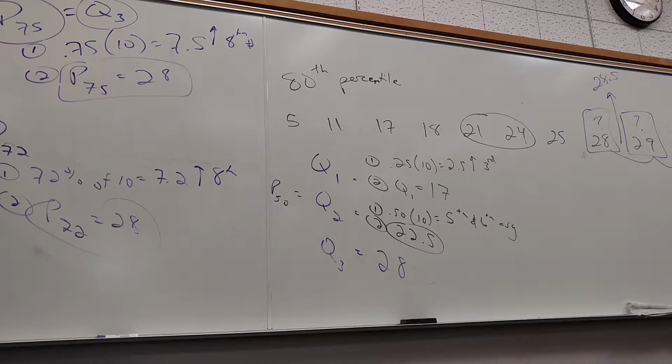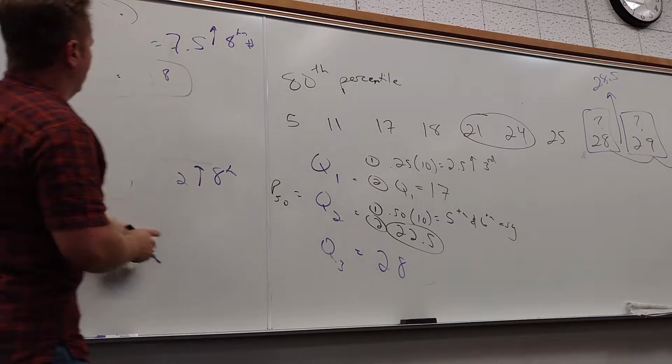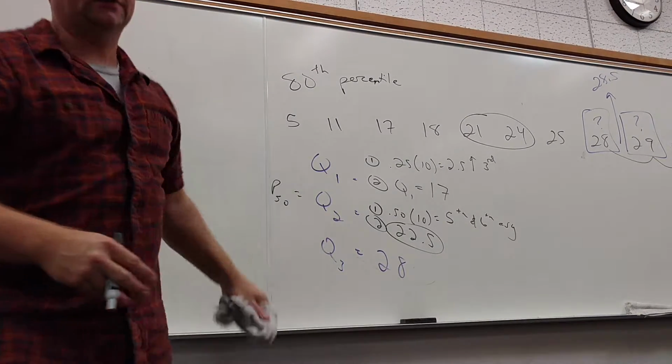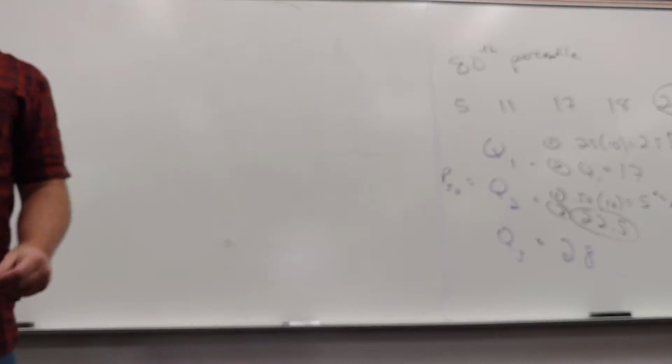But now what we can do is we can make the next strangely named graph. This book calls it a box plot, but it's actually officially known as a box and whisker plot.